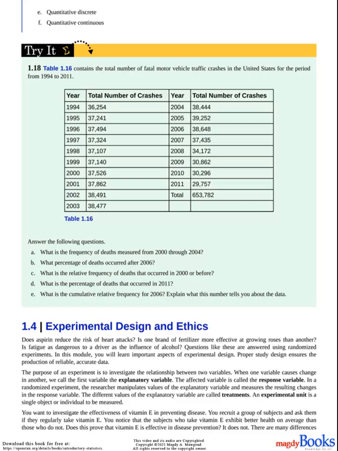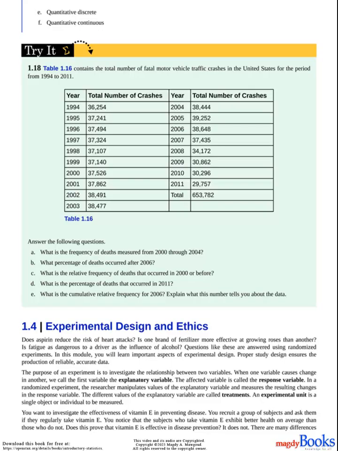In this module, you will learn important aspects of experimental design. Proper study design ensures the production of reliable, accurate data. The purpose of an experiment is to investigate the relationship between two variables. When one variable causes change in another, we call the first variable the explanatory variable. The affected variable is called the response variable.